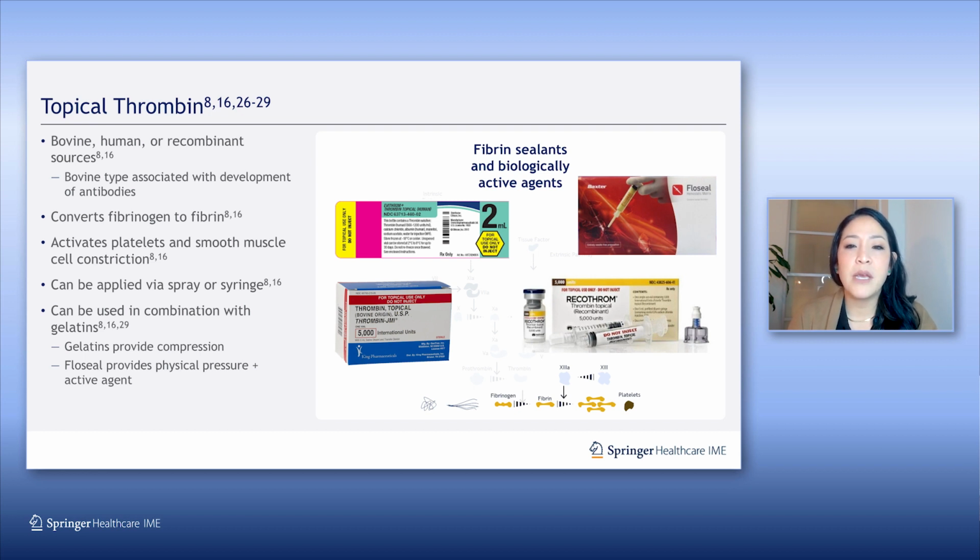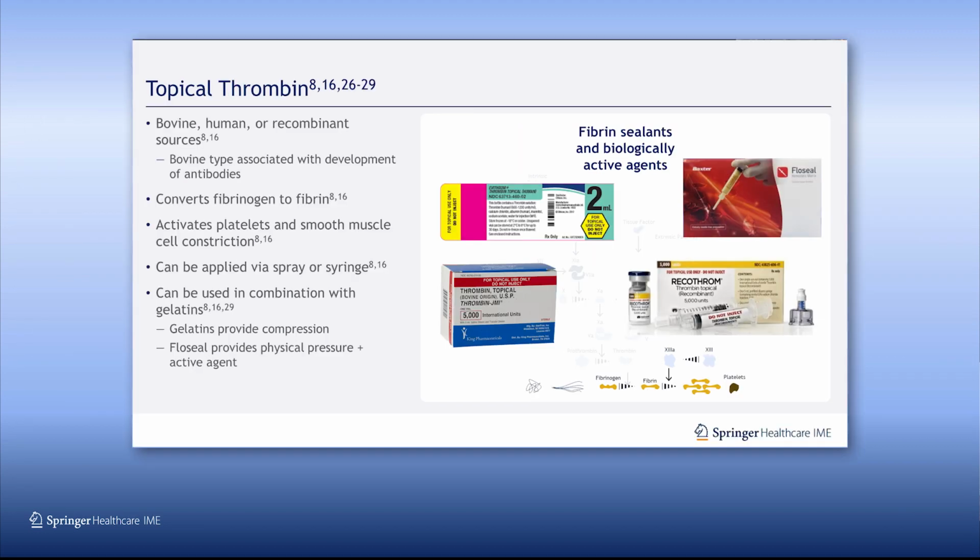Flowables really can be applied via a spray or a syringe, again, making it applicable to open as well as minimally invasive surgery as discussed before. So this also can be used in combination with gelatins. An example of a thrombin plus a gelatin is FlowSeal. So the physical pressure from the gelatin component along with the active agent converts the fibrinogen to fibrin, resulting in that effective hemostasis that we want.